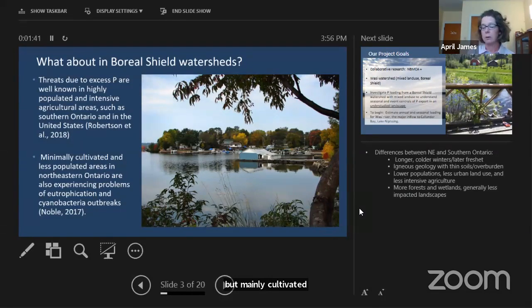And this is an actual picture of Callander Bay on the southeast corner of Lake Nipissing. Our watershed is the major tributary into this bay, which is also the source of drinking water for the local community.